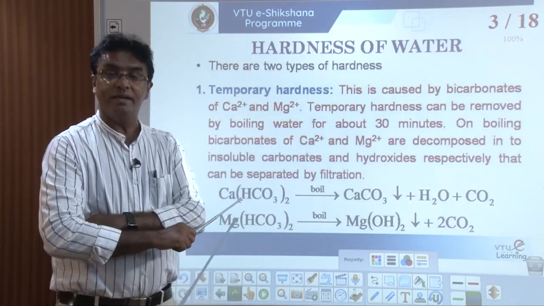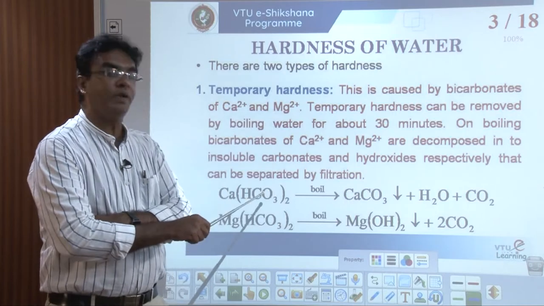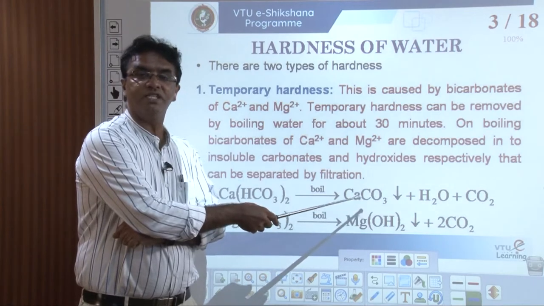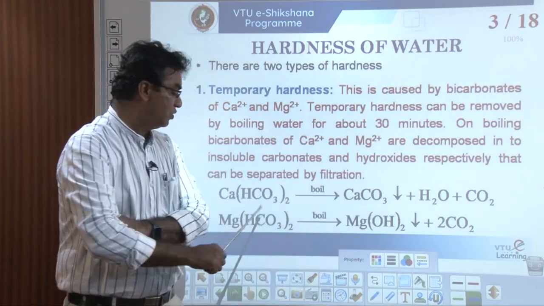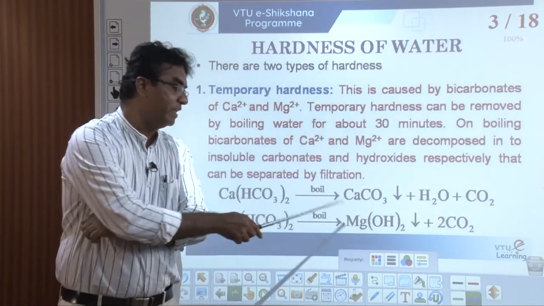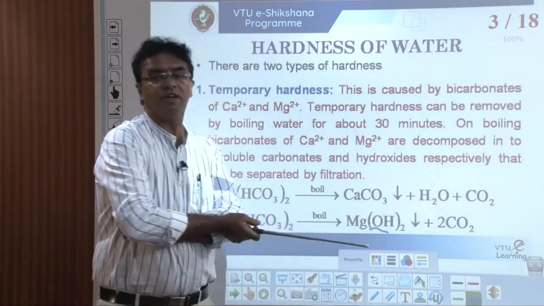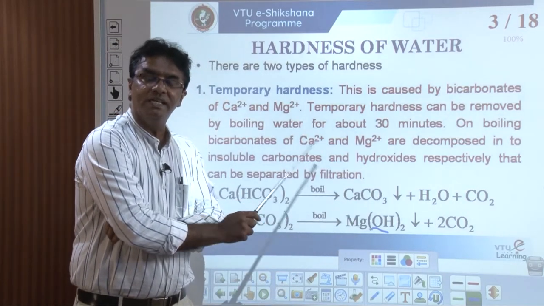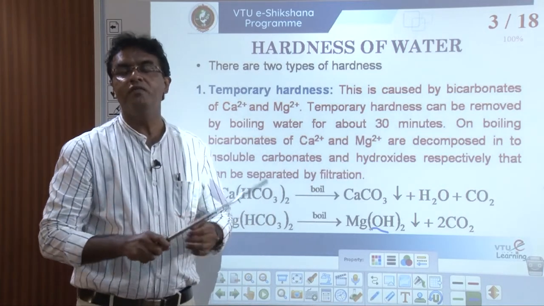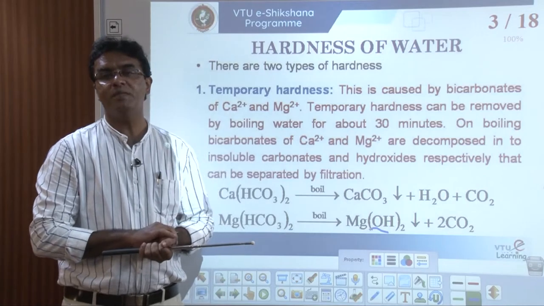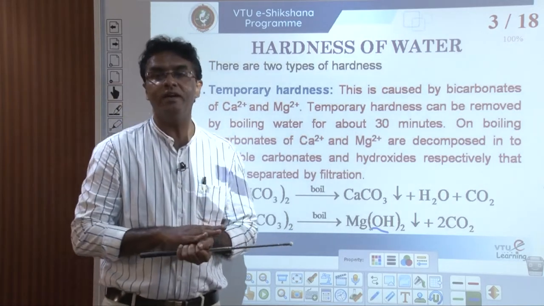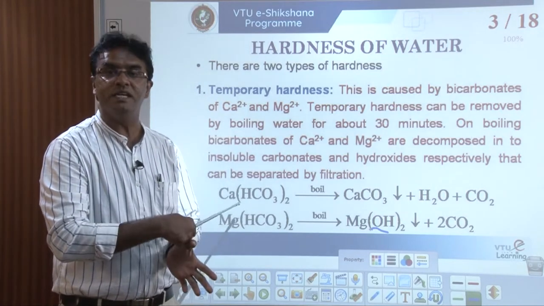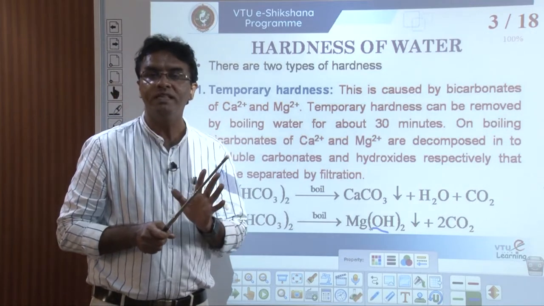Upon boiling the temporary hard water for 30 minutes, the calcium bicarbonate present there undergoes decomposition forming insoluble precipitate of calcium carbonate along with the formation of H2O and CO2, and magnesium bicarbonate decomposes forming magnesium hydroxide along with the formation of CO2. This calcium carbonate and magnesium hydroxide, being precipitates in nature, can be easily removed by filtration. Thereby, we can get rid of bicarbonates of calcium and magnesium. Thereby, we can get rid of hardness caused by these two salts very easily just by boiling the hard water for 30 minutes.